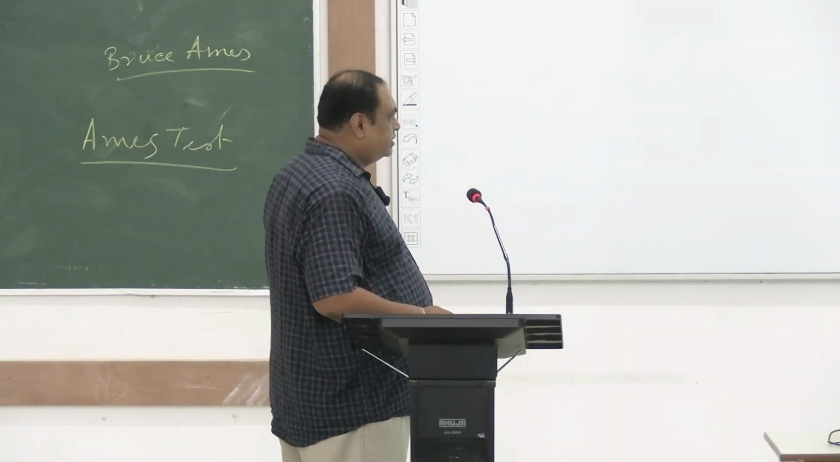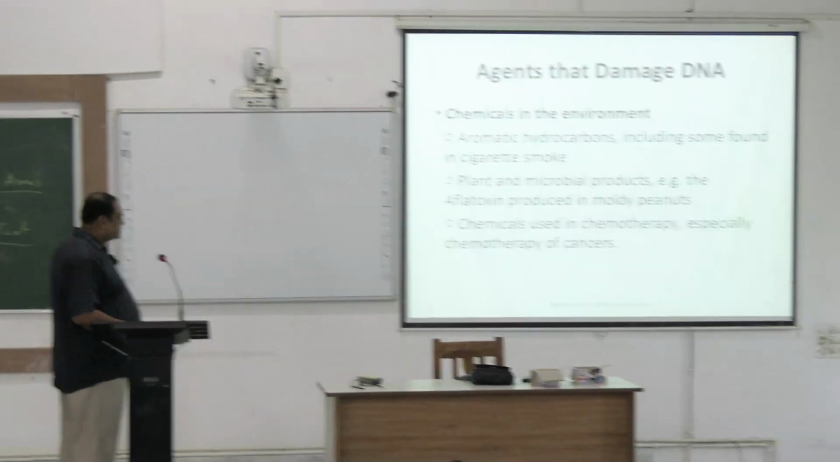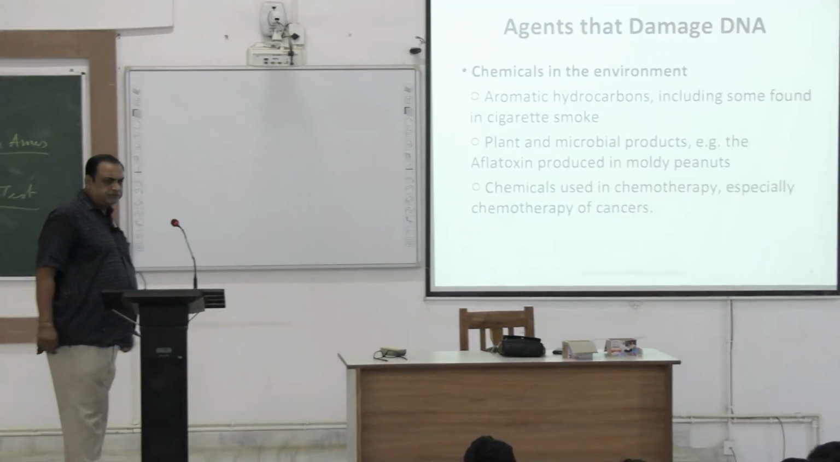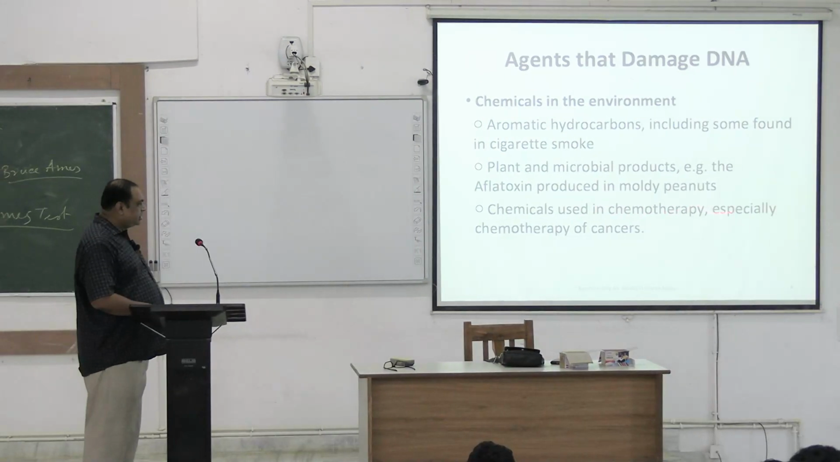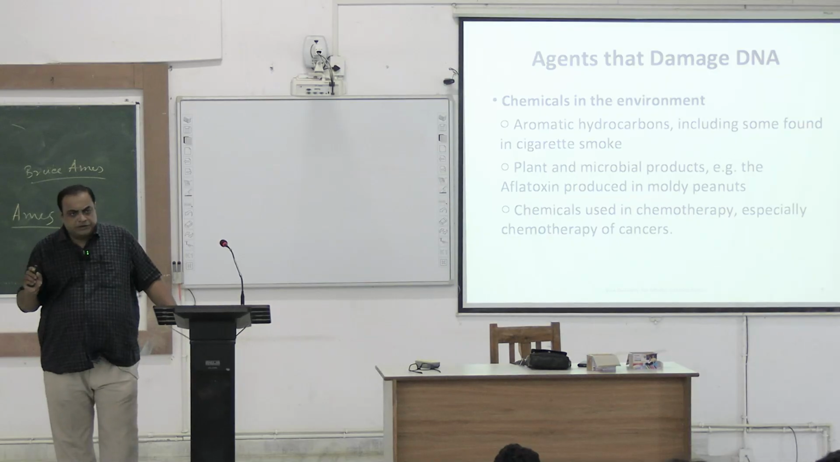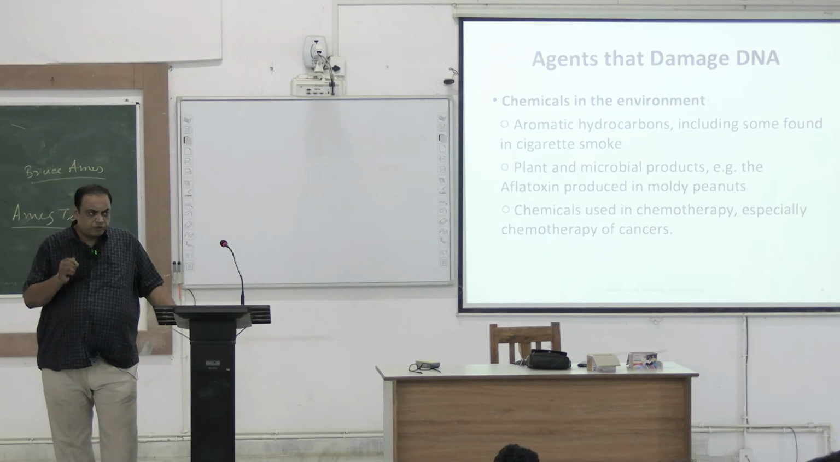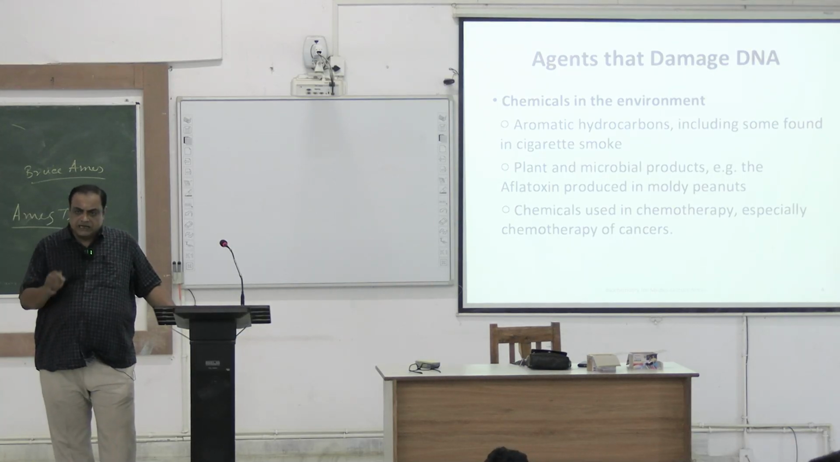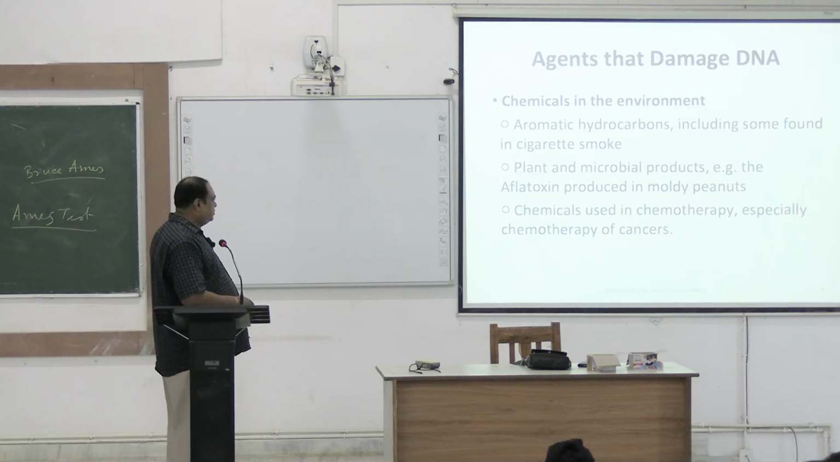Now what are the other things? Aromatic hydrocarbons, including some found in plant and microbial products. Aflatoxin, found in some kind of grass. Then chemicals used in chemotherapy. Chemotherapy is done to kill the cancer cell, that means using poison specifically designed towards the cancer cell. So they are potent carcinogens or potent mutagens.